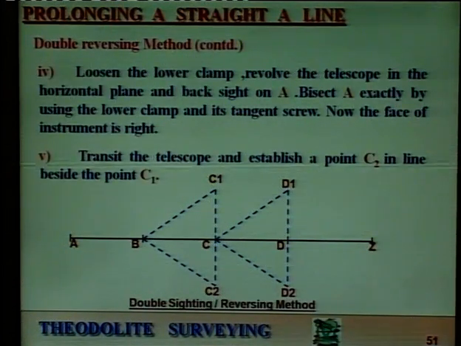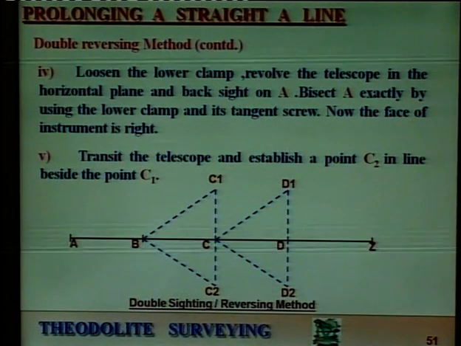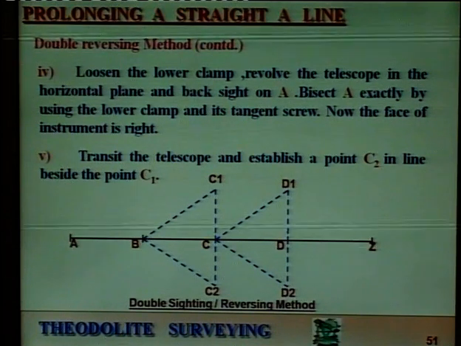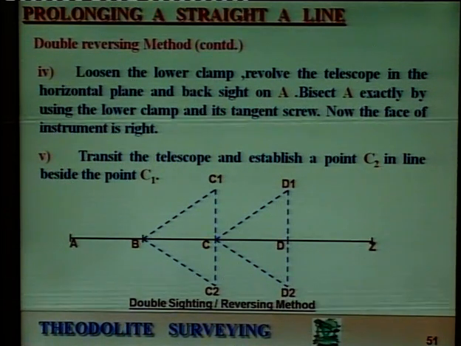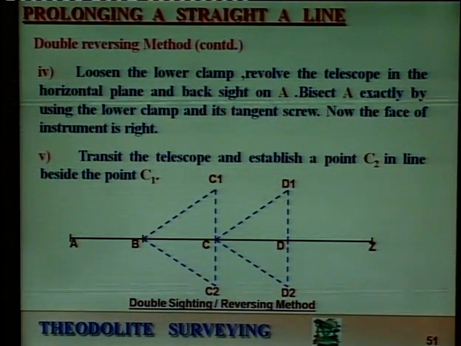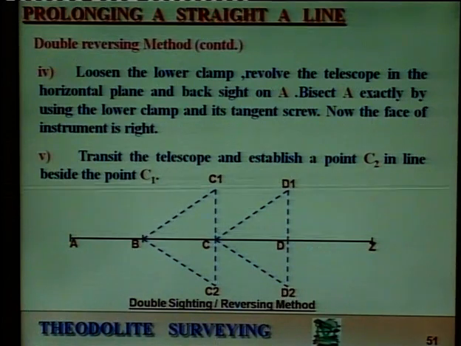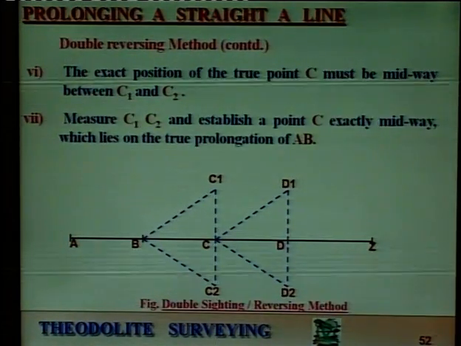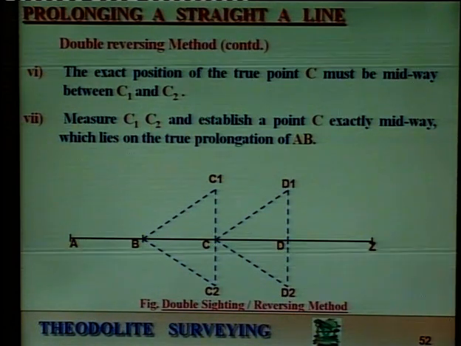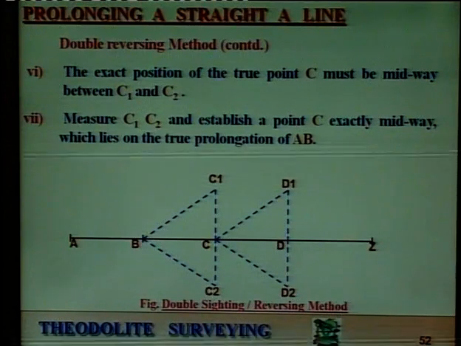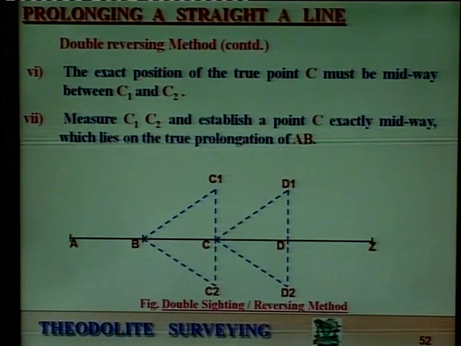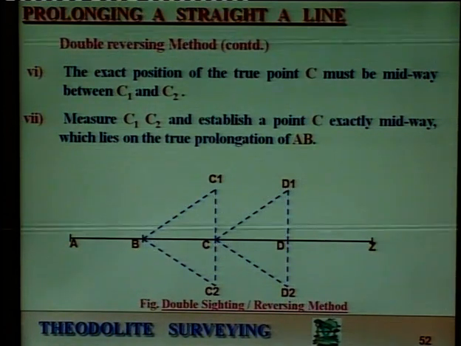Similarly, loosen the upper clamp and revolve the telescope in the horizontal plane. Backsight on A, bisect A exactly by using the lower clamp screw and its tangent screw. Now, the face of the instrument is right. Transit the telescope and establish a point C2 in line beside the point C1. The exact position will be C, midway between C1 and C2. So, measure C1 and C2, establish a point C exactly midway between them, and in this way we can produce AB to C.